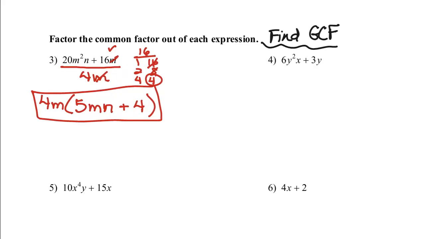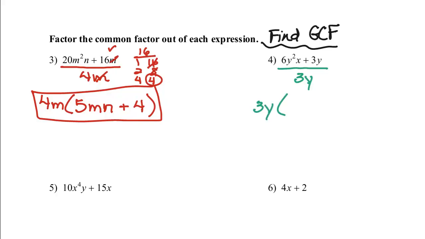Take a look at number 4. 6y squared x plus 3y. What can I factor out of both of those? Somebody else, somebody other than Cristobal. 3, what about a variable? Why? Because I asked. Yes, 3y. So 3y is common, push that out front.